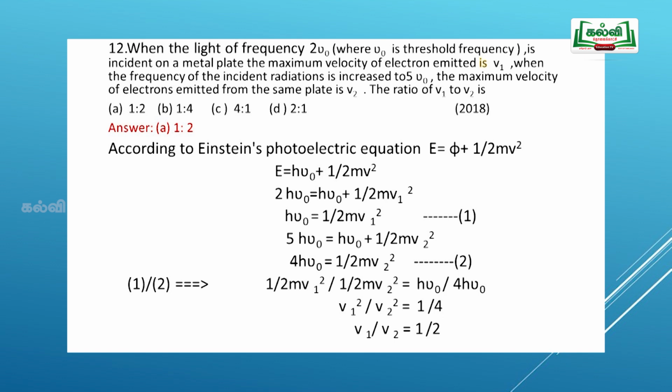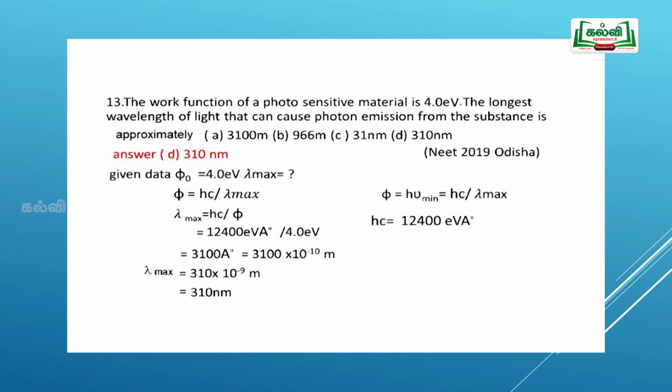So when you divide 1 by 2, you'll get half mv1 square by half mv2 square is equal to h nu naught by 4 h nu naught. So h nu naught gets cancelled. Here half m gets cancelled. So v1 square by v2 square is equal to 1 divided by 4. So when you take a square root on both sides, it results in v1 by v2 is 1 by 2. So the answer is 1:2, the option A. Next, move on to the next problem, the 13th one.